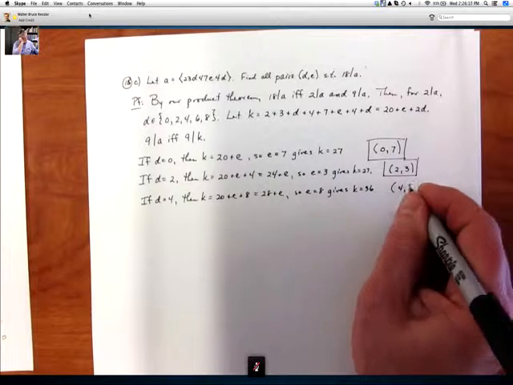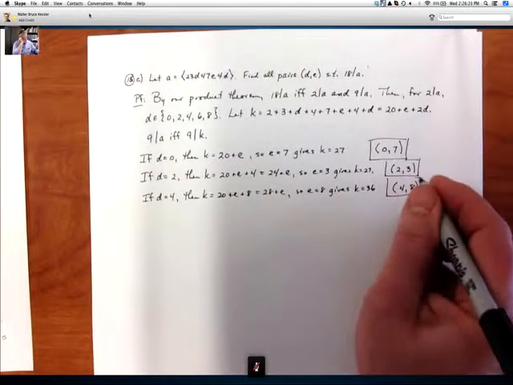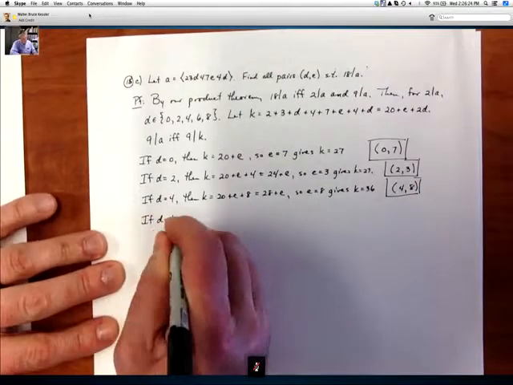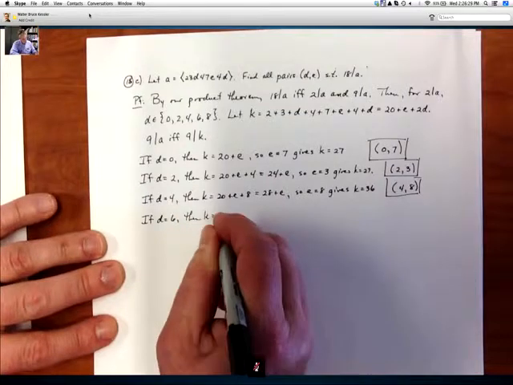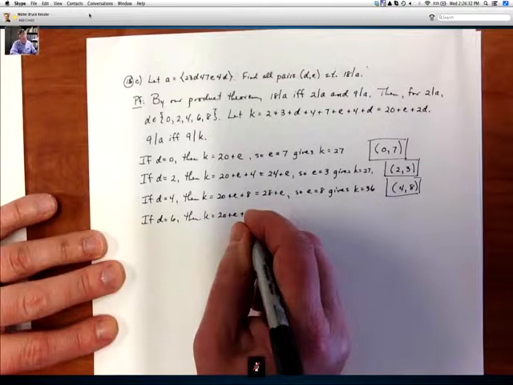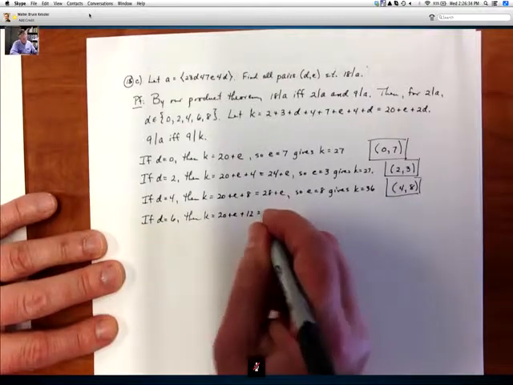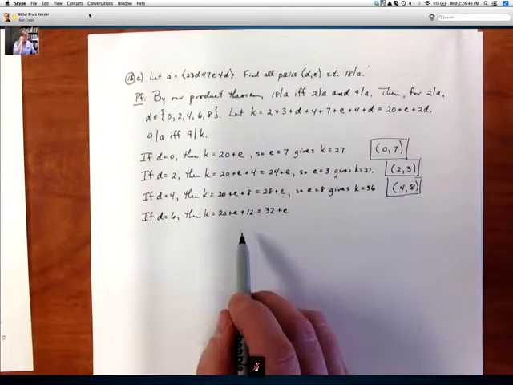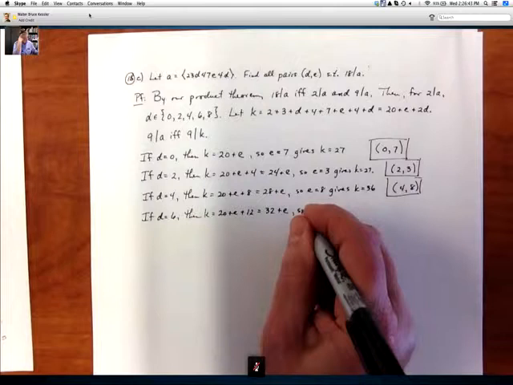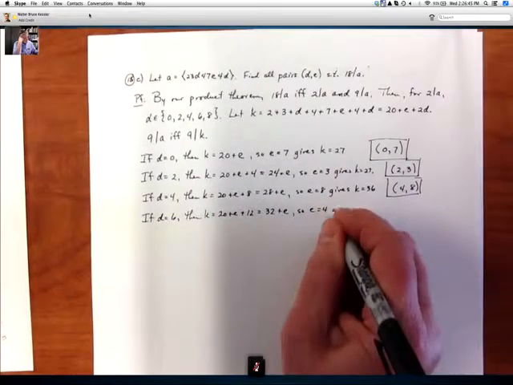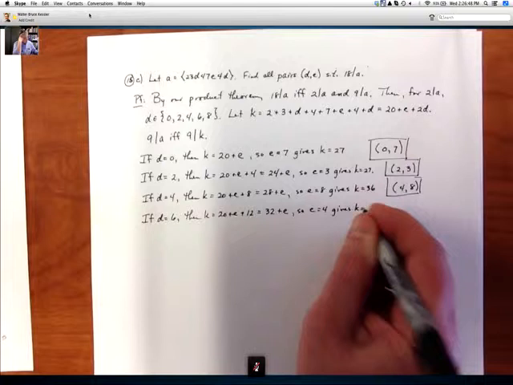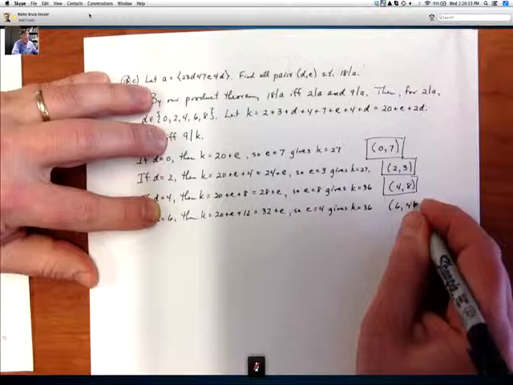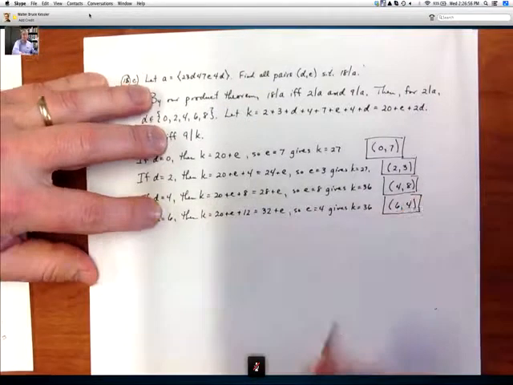So I have 4 and 8. Okay. If D is equal to 6, then K is 20 plus E plus 12, which is 32 plus E. So I can definitely get us up to 36, but that's about it. That's it. So E equals 4 gives K equals 36. So I get the point 6, 4.